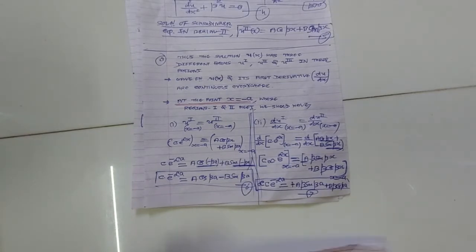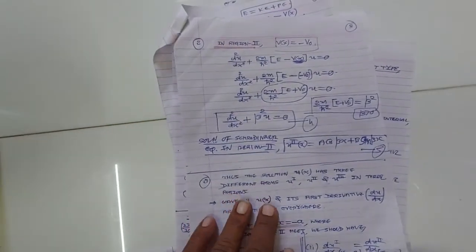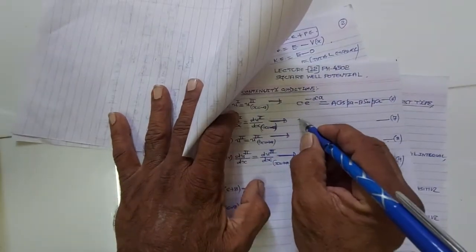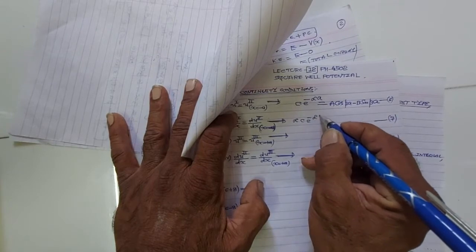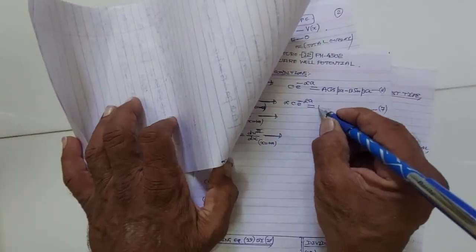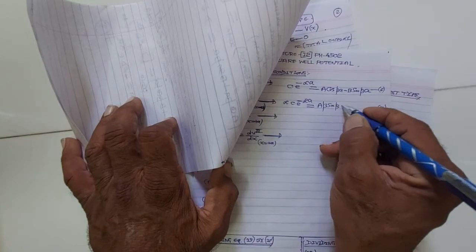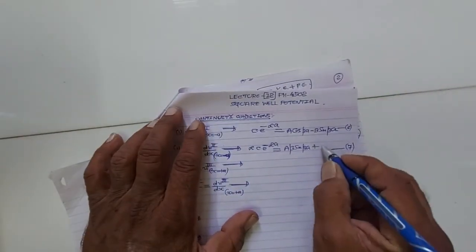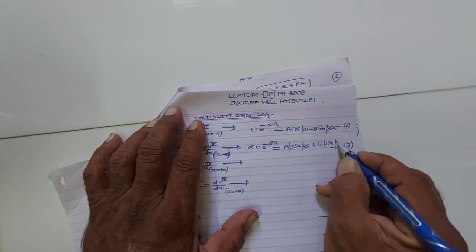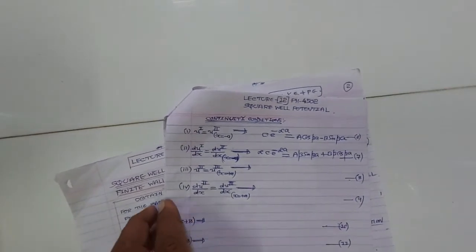So from the second continuity condition, du1 by dx is equal to du2 by dx, we get this equation. Which equation did we get? Alpha c e raised to minus alpha is equal to a beta sin beta plus b beta cos beta. This is equation number 7.